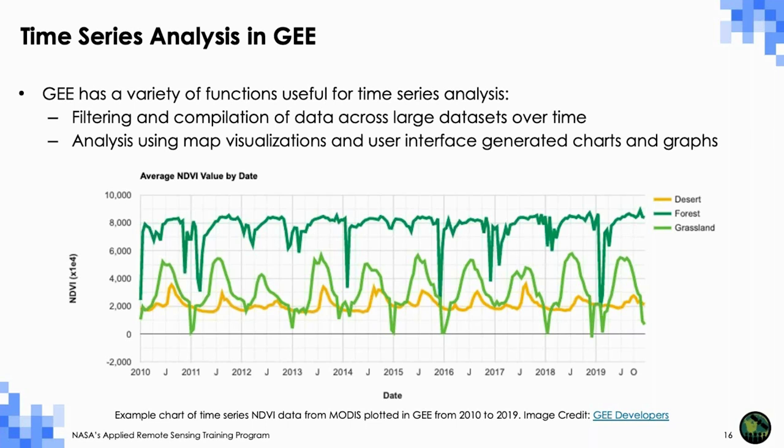So here we have an example of NDVI plotted in Google Earth Engine over three different landscape types from 2010 to 2019. And plotting a time series like this is a useful method to identify seasonal and yearly fluctuations in vegetation presence and greenness. And we'll show you a simplified version of this in our activity. But that's all to say that plots like this and other types of data visualizations, some of which we'll go over in Google Earth Engine, are a really great way to display this time series analysis in a way that's meaningful and easily communicated to whatever audience you might be interested in working with.